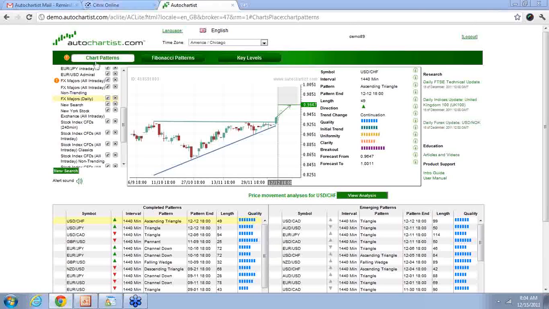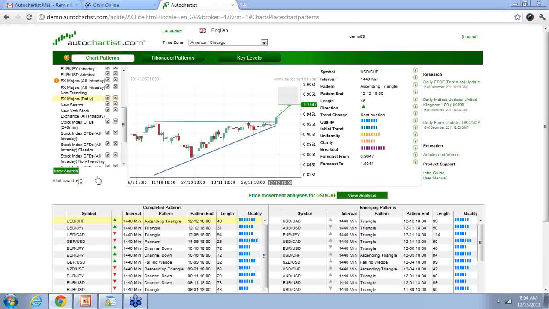On this left side, I create portfolios that I want to look at. So, for example, I can look at the Euro dollar Japanese yen intraday by itself. I can look at FX majors all intraday. I can look at FX majors daily. So I can select what I want by creating searches.